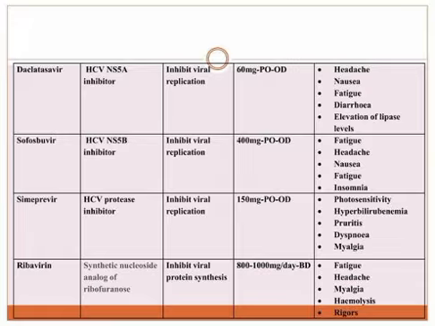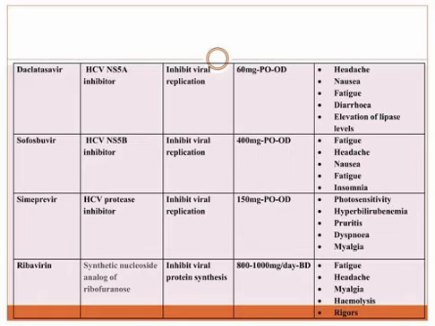Simeprevir is another antiviral drug, which inhibits the hepatitis C virus protease enzymes. So we can give it around 150 mg once daily. It may also have some adverse effects like photosensitivity, hyperbilirubinemia, pruritus, dyspnea, and malaise.